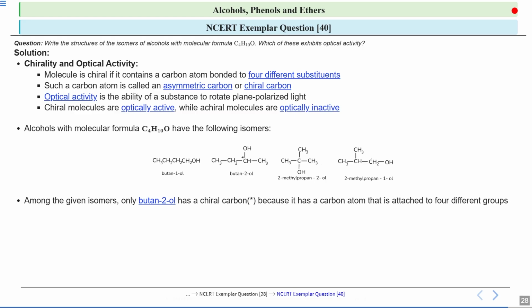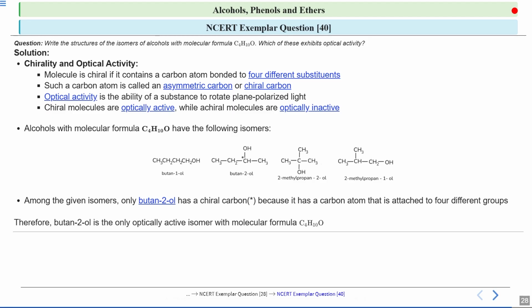So only butan-2-ol has a chiral carbon, because it has a carbon atom that is attached to 4 different groups. Therefore, butan-2-ol is the only optically active isomer, because only chiral molecules are optically active, that is, they can rotate the plane polarized light. Since this has a chiral carbon, it is the only optically active one among all the isomers given to you.